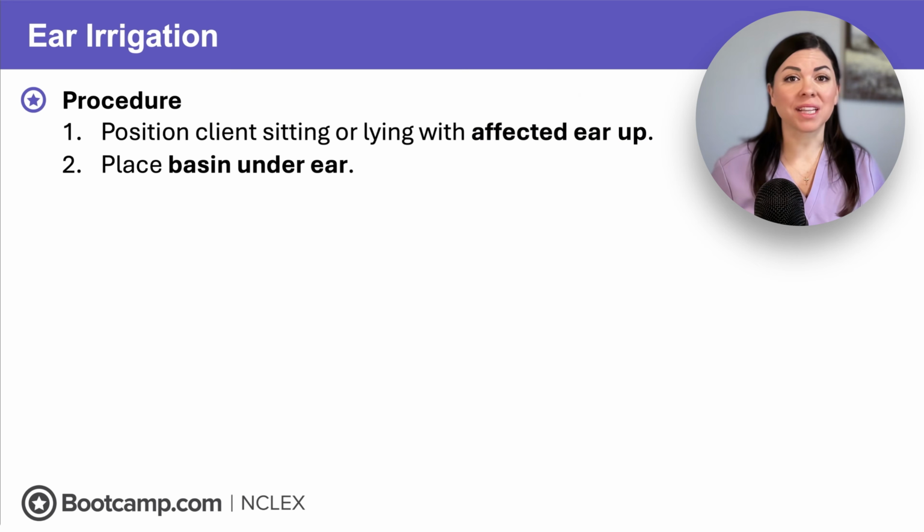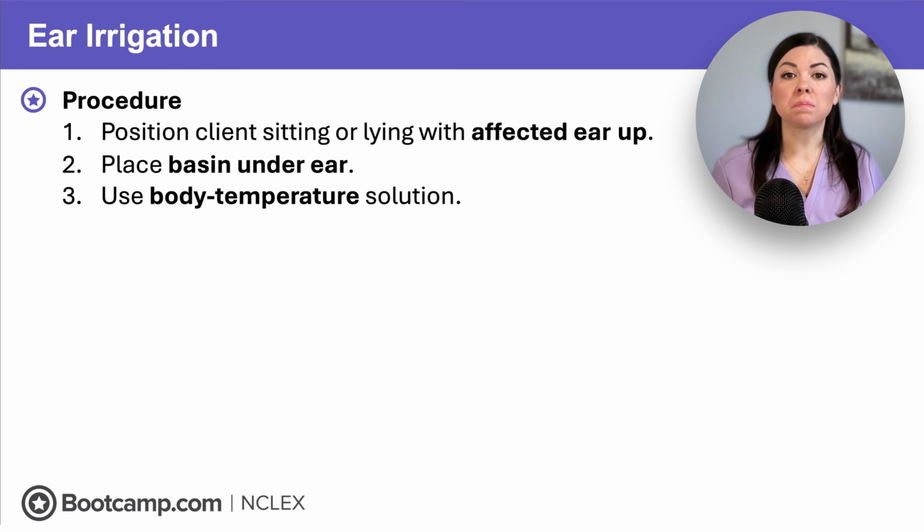And always place a towel or basin under the ear. Next, we must use body temperature irrigation solution. If it is too hot or too cold, it can stimulate the inner ear and trigger vertigo or nausea.